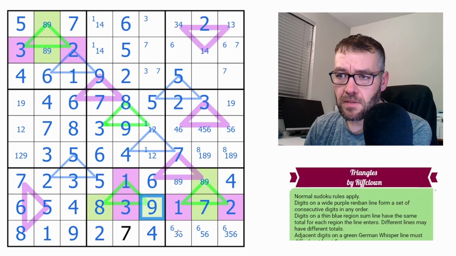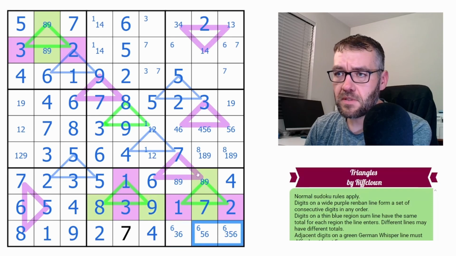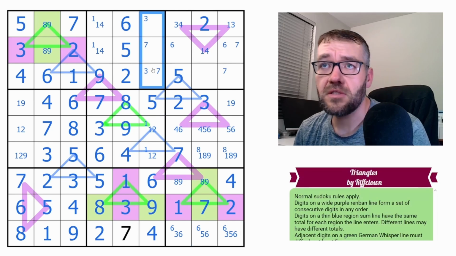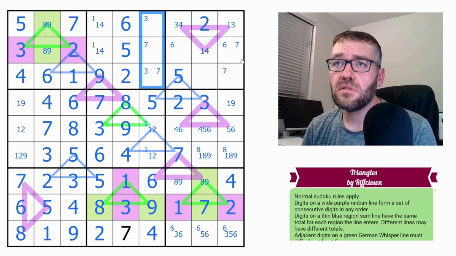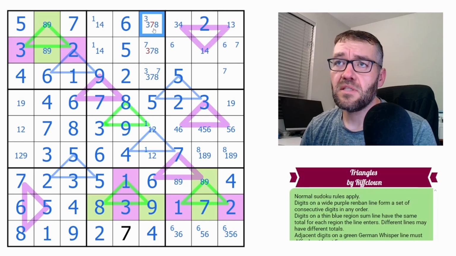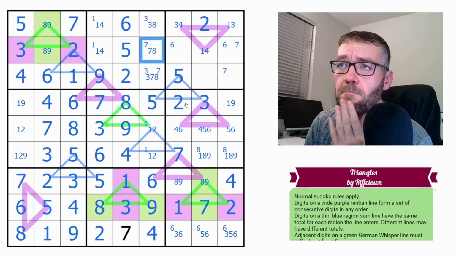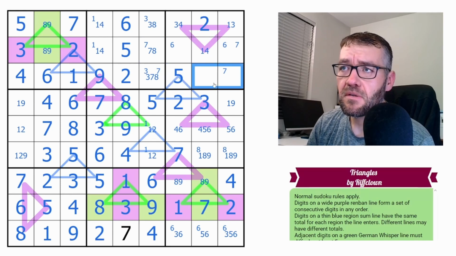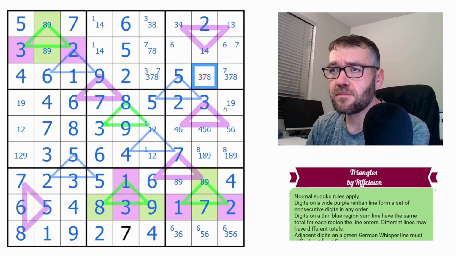Let's see. 3, 6, 3, 5, 6, 8, 9. Where are we going next? Let's finish off this here. This is a triple. This is 3, 7, 8. This can't be a 7. This can't be a 3. This is also 3, 7, 8 down here. Oh, this couldn't only be an 8.